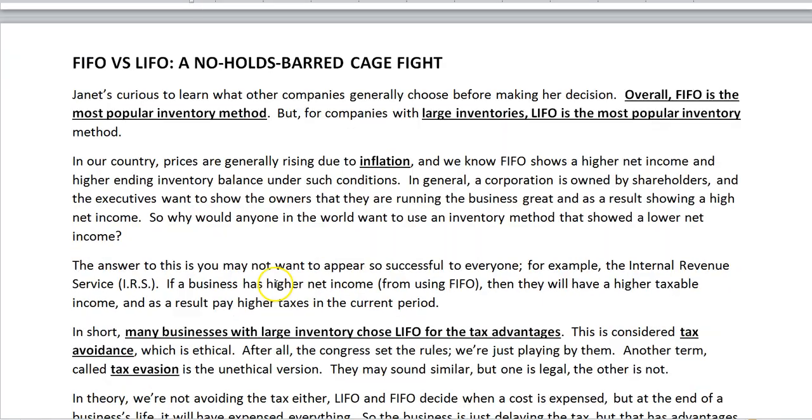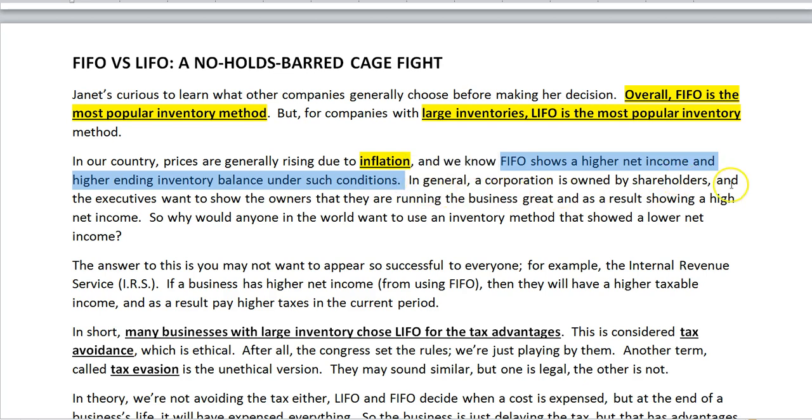Alright, so let's look at FIFO and LIFO more closely. Overall, FIFO is the most popular inventory method. But for companies that have large inventories, LIFO is the most popular inventory method, and this is going to start a discussion for us. In our country, prices are generally rising, so it's typical to see prices increasing over time in most industries. And we know that FIFO will show a higher net income and higher ending inventory balance under a period of rising prices.